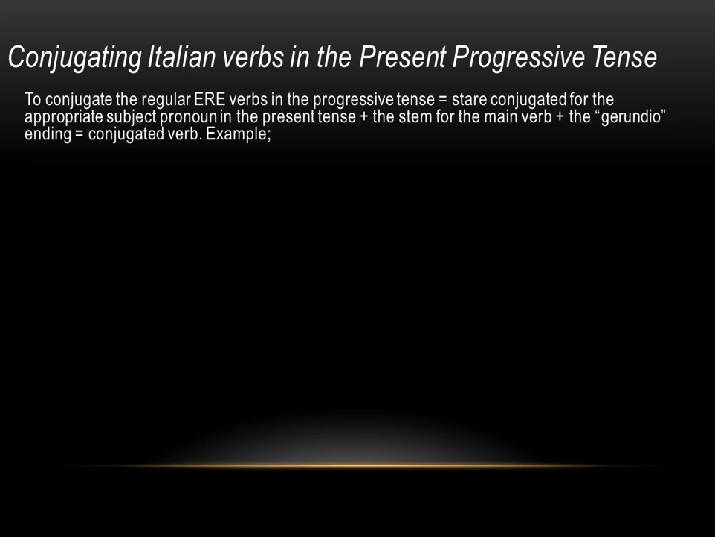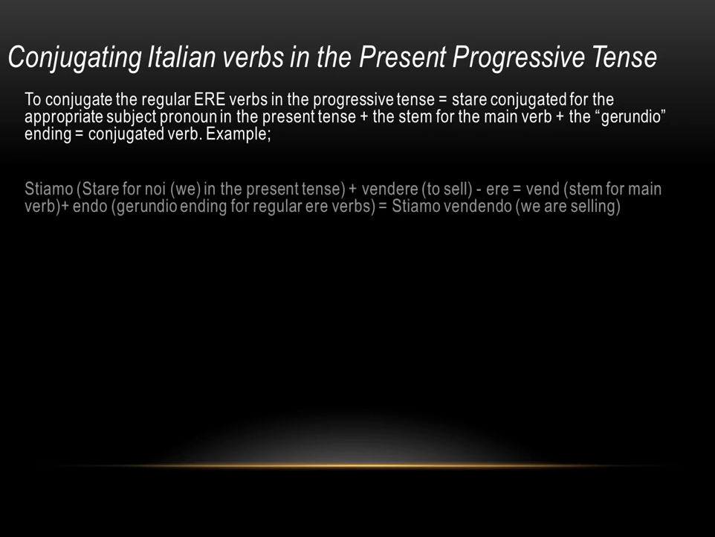Okay, to conjugate the regular ere verbs in the progressive tense, once again it's stare conjugated for the appropriate subject pronoun in the present tense, plus the stem of the main verb, plus the gerundio ending equals the conjugated verb. Example, stiamo, once again stare for noi in the present tense, plus vendere, to sell, minus ere leaves vend, stem for the main verb, plus endo, the gerundio ending for regular ere verbs. And that gives us stiamo vendendo, we are selling.